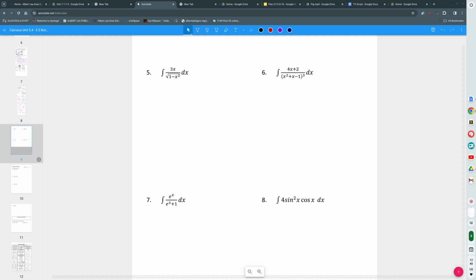Okay, here we go. We want to do 4 problems today, and after we do these 4 problems, we then want you to be able to go ahead and work on your assignment.